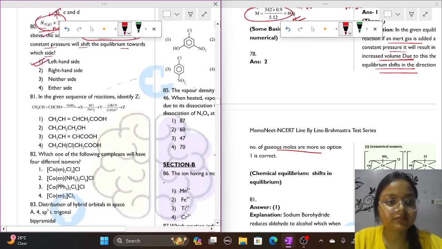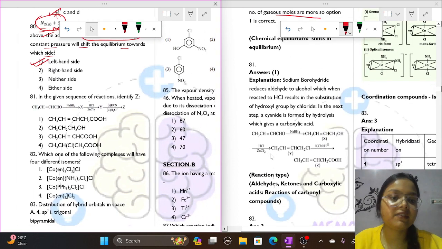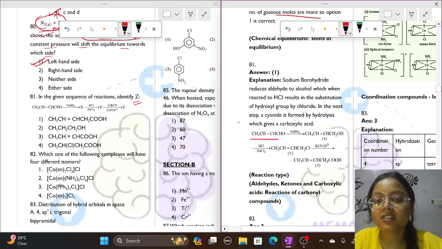In the given sequence of reactions, identify Z. Question number 81. We have to identify Z. So let's see the reaction. Here there is an aldehyde group. The aldehyde group on reaction with NaBH4 is reduced to alcohol. So alcohol is there. Then when HCl is added, it results in a substitution reaction.